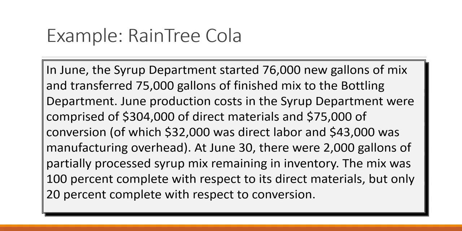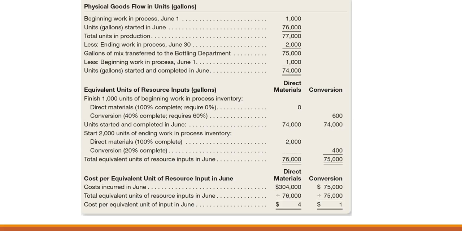At June 30, there were 2,000 gallons of partially processed syrup mix remaining. The mix was 100% complete with respect to its direct materials, but only 20% complete with respect to conversion. On the next slide, we're going to see the process costing production report.